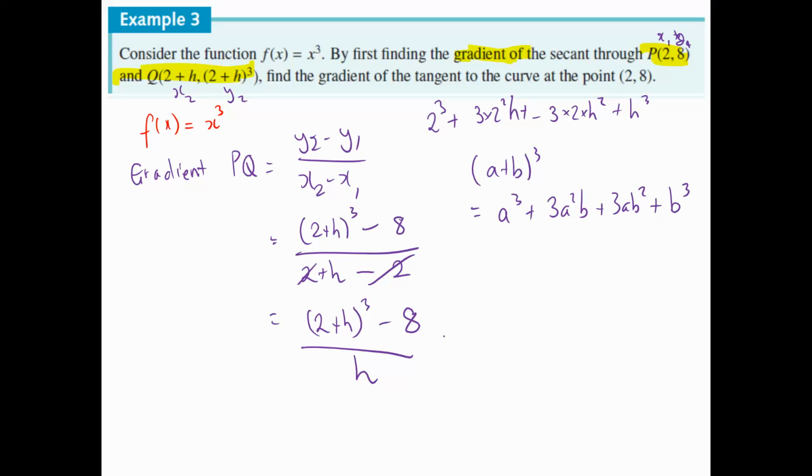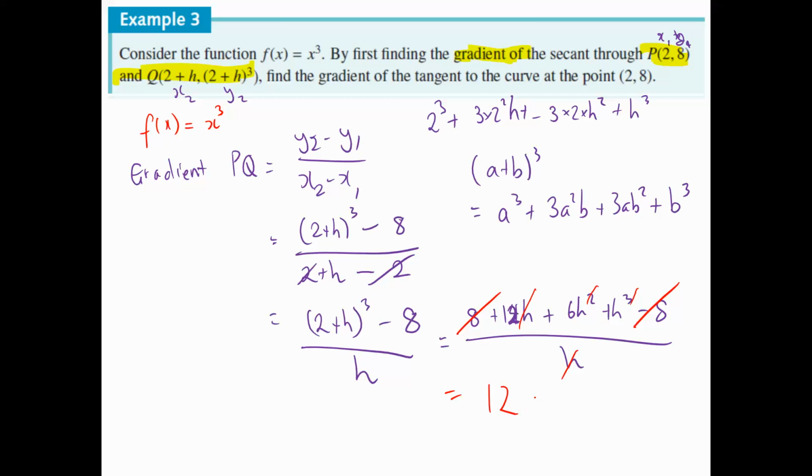Okay, so if I write it down here and simplify it, 2 cubed, which is 8, plus 3 times 2 squared, which is 12h, plus 3 times 2, which is 6h squared, plus h cubed, minus 8, all divided by h. And the 8s will cancel out. But then you can also see that the h's cancel out as well. That's why your final answer was 12 + 6h + h^2.